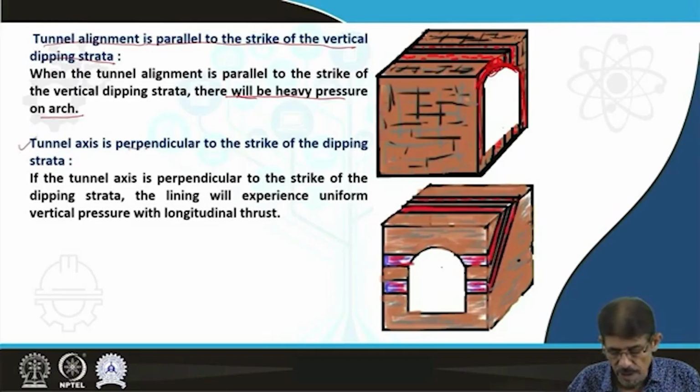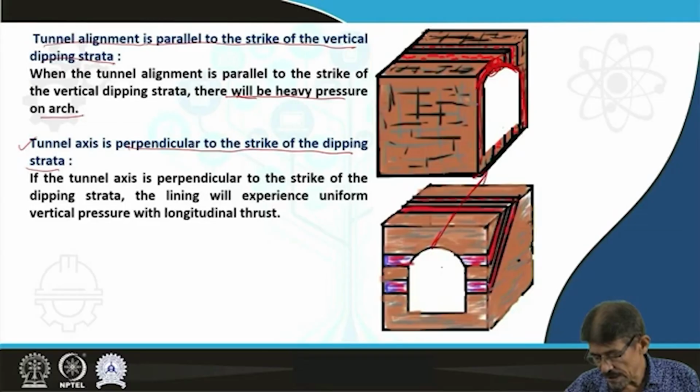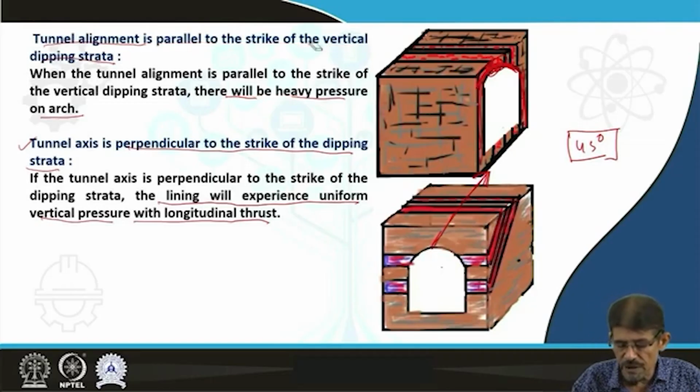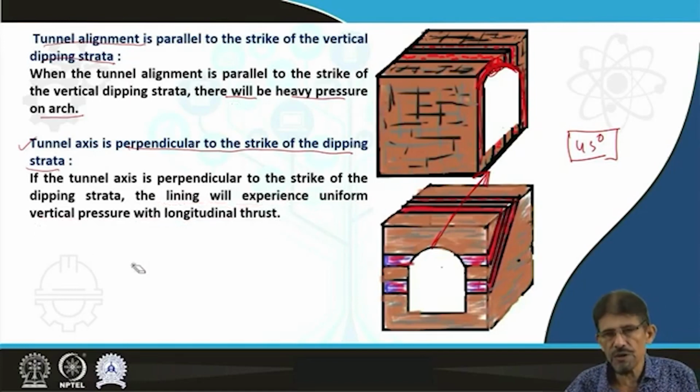If the tunnel axis is perpendicular to the strike of dipping strata, you can see this tunnel axis is perpendicular to this type of obliquely dipping strata. Then in such a situation, the lining will experience uniform vertical pressure with longitudinal thrust. There may be shifting of this whole strata because at 45 degrees of dipping, the strata shows its weakest nature from a geomechanical perspective, and in such situations there may be a slide of this strata if there is percolation of water or change in conditions due to temperature difference, etc.